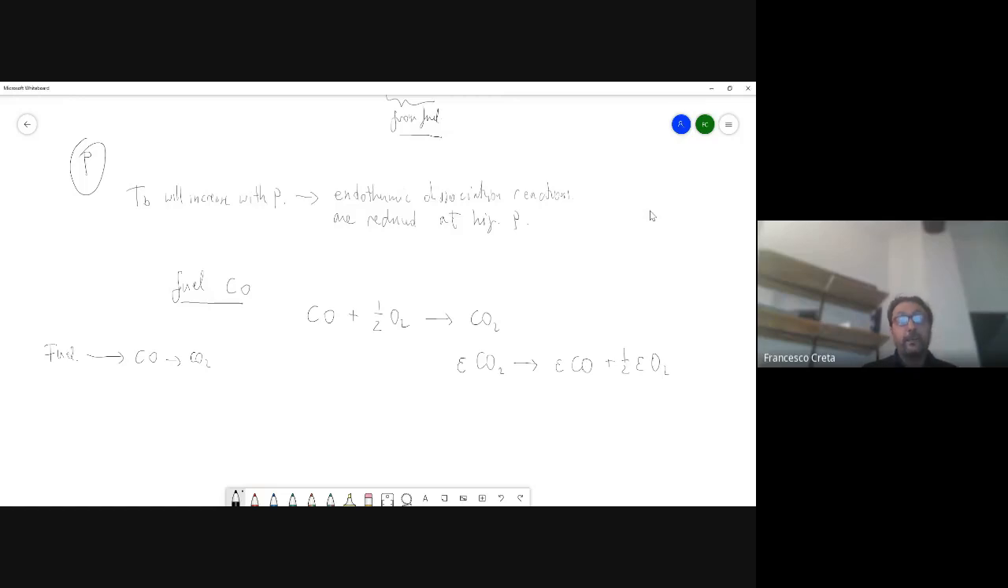If I sum these two, I have the following. CO will oxidize not just fully into CO2, but into 1 minus epsilon moles of CO2, because epsilon moles of CO2 will now be dissociated into CO and oxygen.